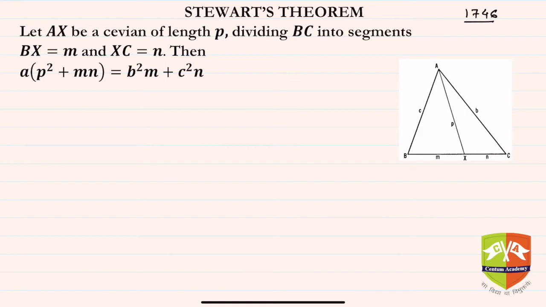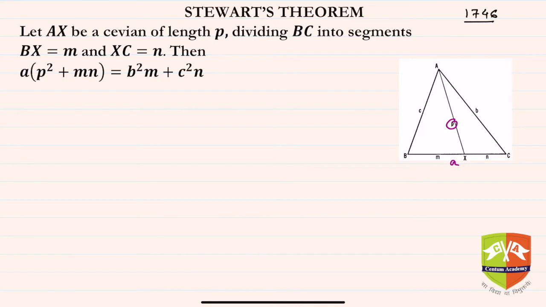It talks about a triangle ABC where AX is a cevian. You know what a cevian is? A cevian is a line segment joining a vertex to the opposite side of a triangle at any given point on the opposite side. Now it's given that the length of this cevian AX, as you see in the diagram, is P. This cevian divides the side BC into two parts, one of length M and another of length N. And the side opposite to vertex A is small a. The theorem says that a times (P square plus MN) is equal to B square M plus C square N.